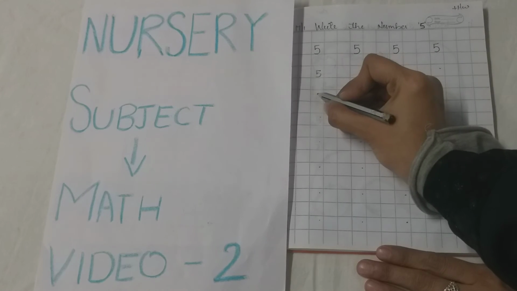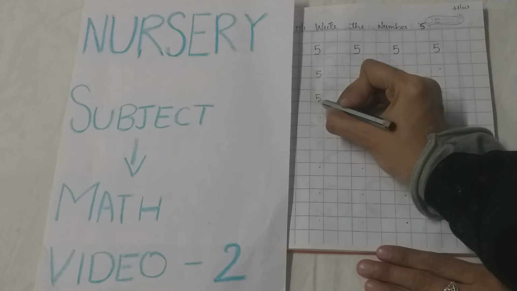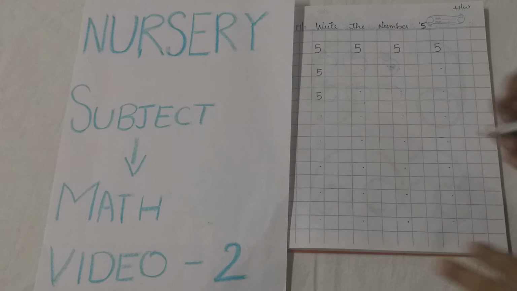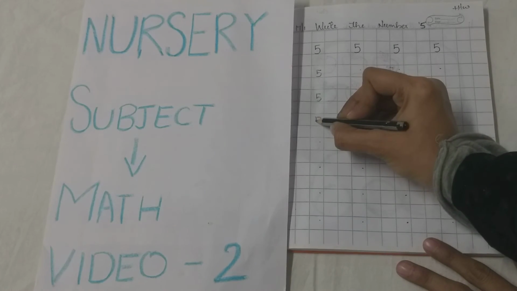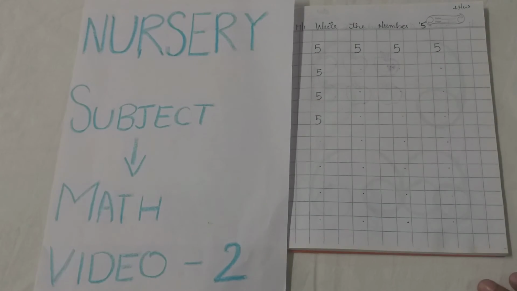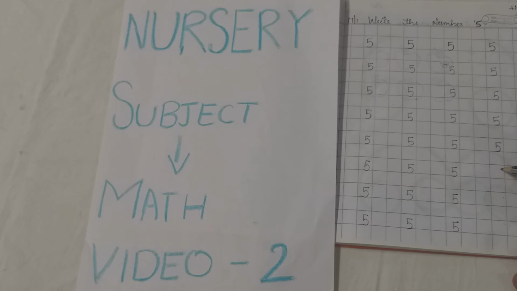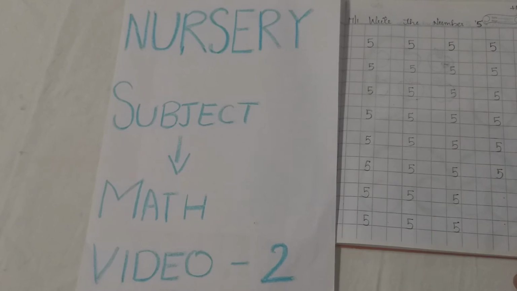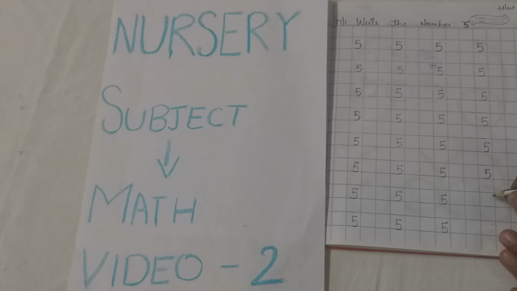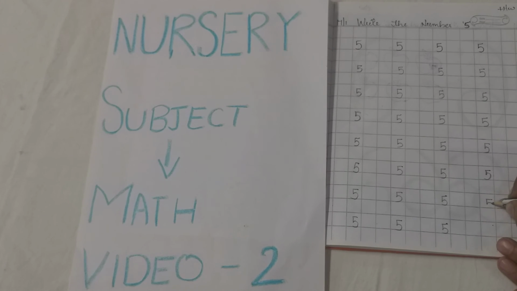Sleeping line, standing line, left curve. Number 5. So do same as well in your homework and send it to me. Sleeping line, standing line and left curve.